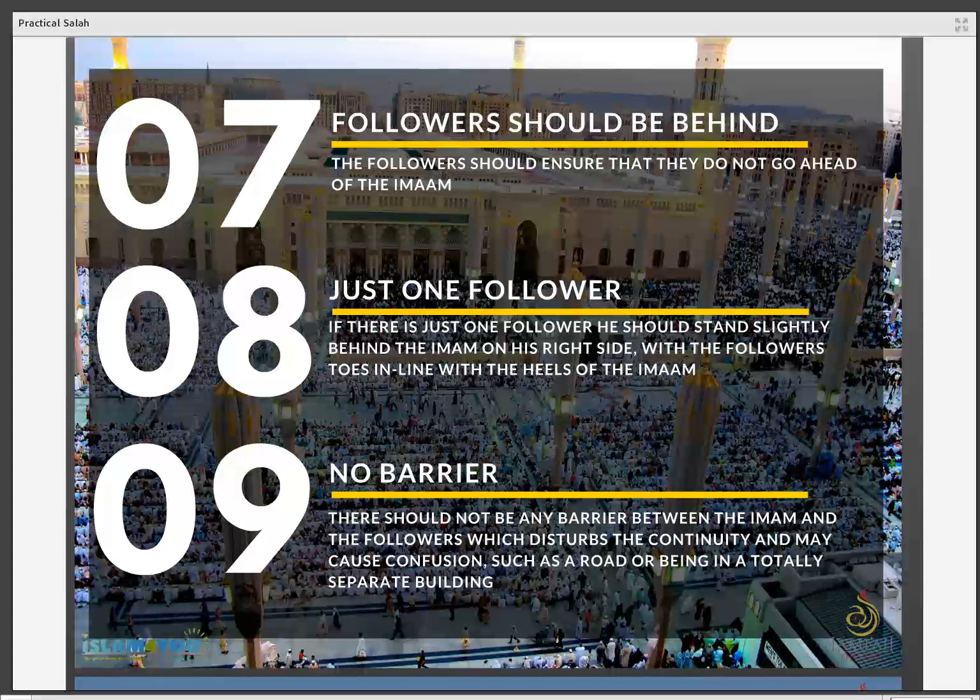And then number 9 is that there should be no barrier that could create confusion, where a person is not certain in which posture the Imam is. An example of that is if there is a road, or a person is in a completely separate building. So perhaps the mosque is 2 streets in front of us or 1 street in front of us.